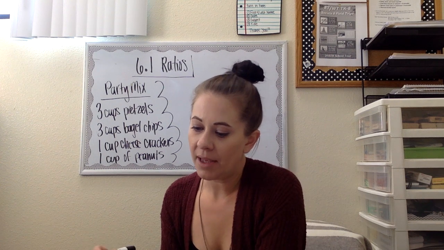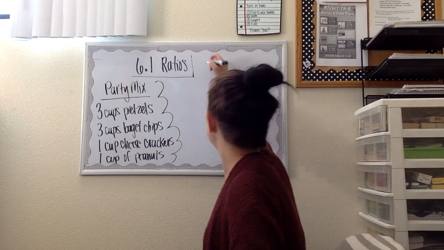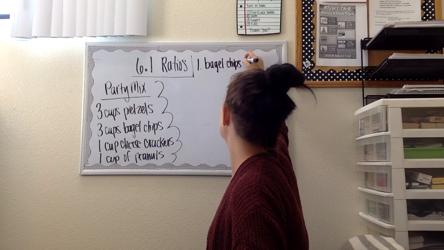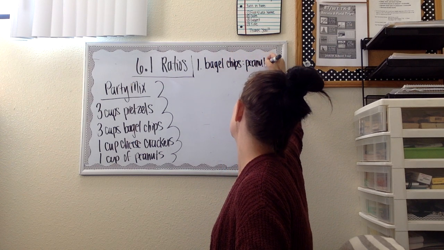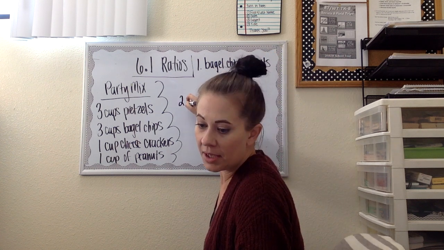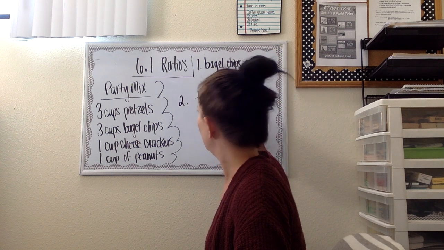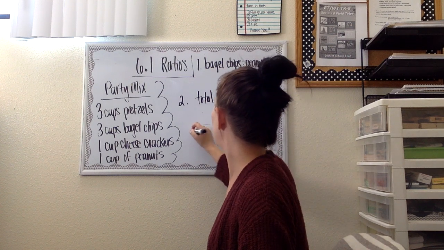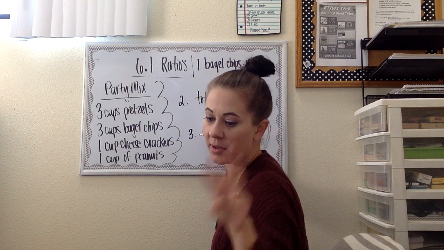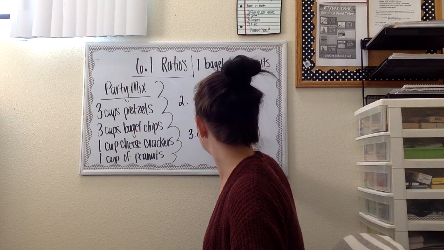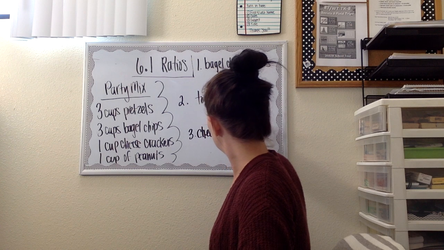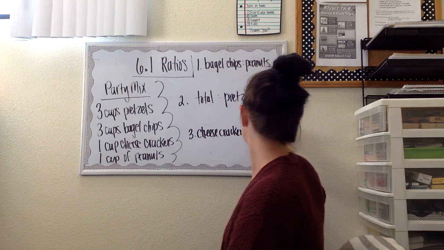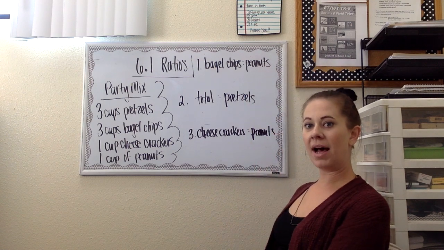Okay, so I want you to try, let me see. I want you to tell me on this one, bagel chips to peanuts. I want you to tell me total party mix to pretzels. And I want you to try, remember you're writing these 3 different ways, cheese crackers to peanuts. Okay, so pause and you try.